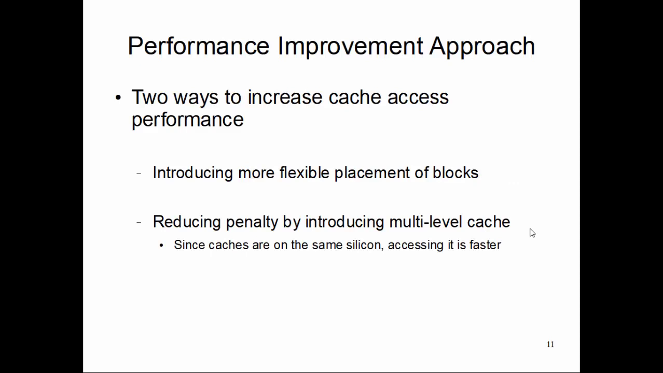Now what we need to understand first of all is that we want to introduce more flexible placement of the block. As we have seen in earlier lectures, a block address has a fixed cache line, right? And if that cache line is already filled up, we have a conflict, then we have a penalty for the miss.